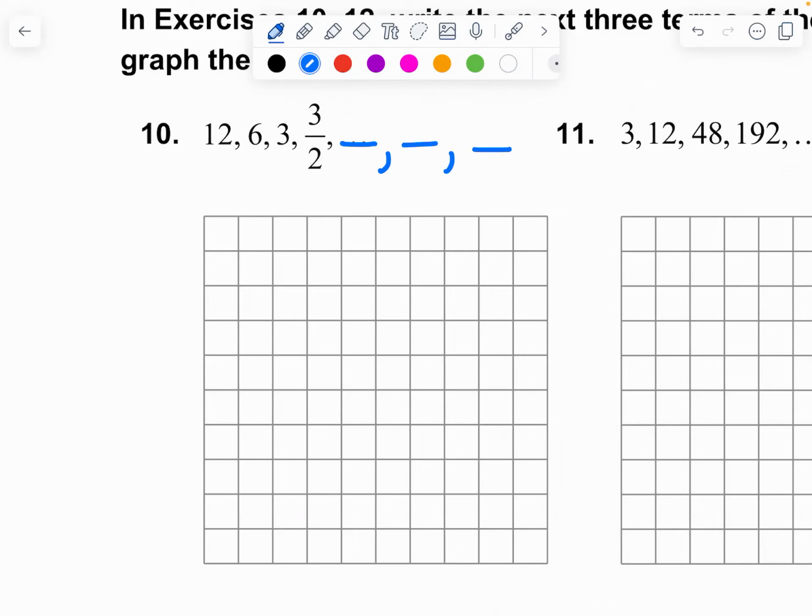What? 5/4? 5/4. 0.125? 1/8? Isn't it? Yeah.